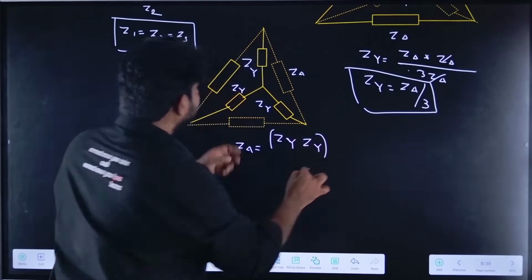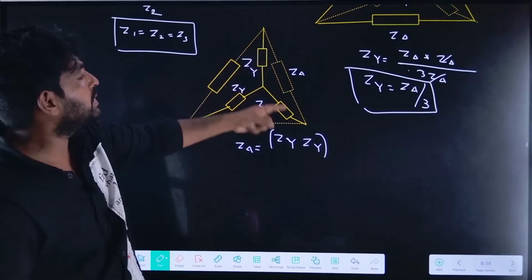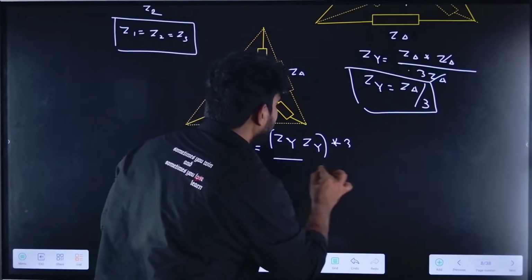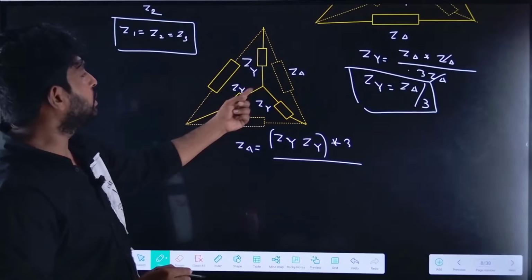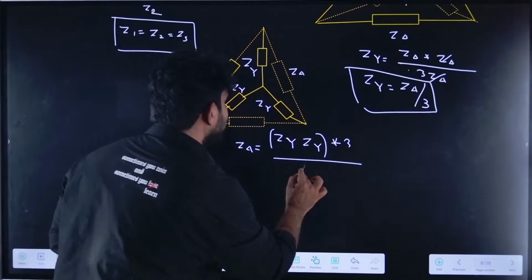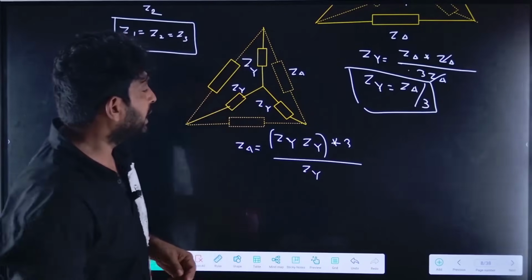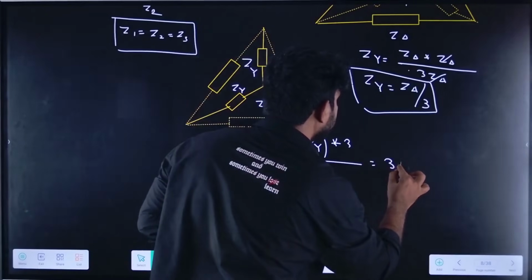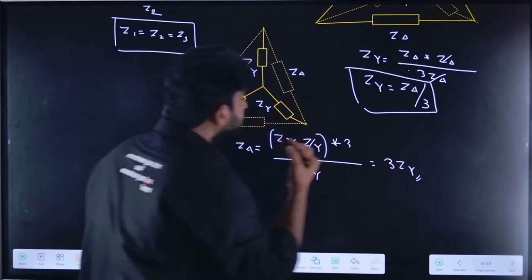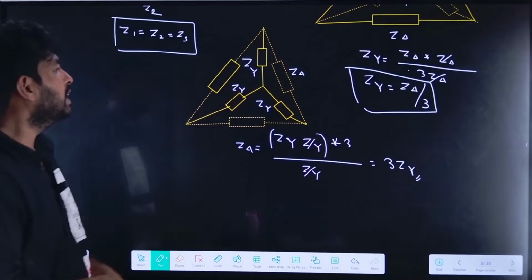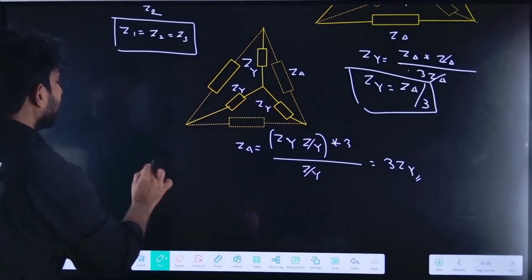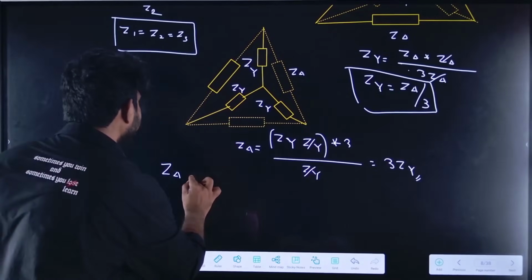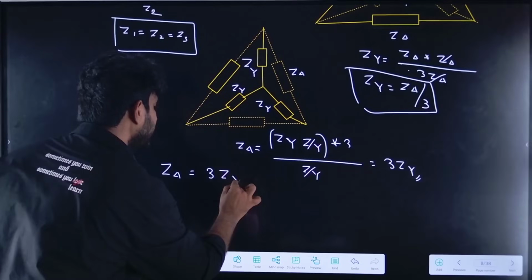I need to add Z1 Z2, Z2 Z3, and Z3 Z1. So it will be 3 times, and here it will be the opposite terminal's impedance, Z star. So the Z star and Z star get cancelled out, leaving 3 into Z star. So the relation is Z delta equal to 3 into Z star.